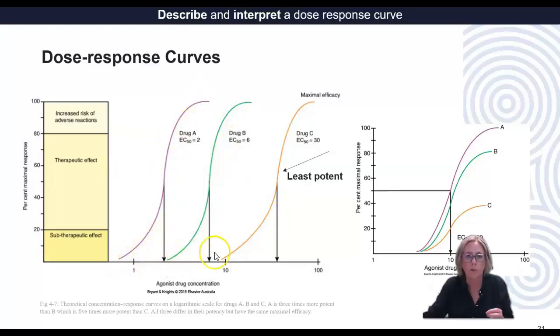We have 3 full agonists. So they are all producing the maximal tissue response, but you can very clearly see there that drug A is the most potent. It's 3 times more potent than drug B, which is 5 times more potent than drug C, making drug C the least potent. So most potent meaning it's going to produce a response at a lower concentration, right?